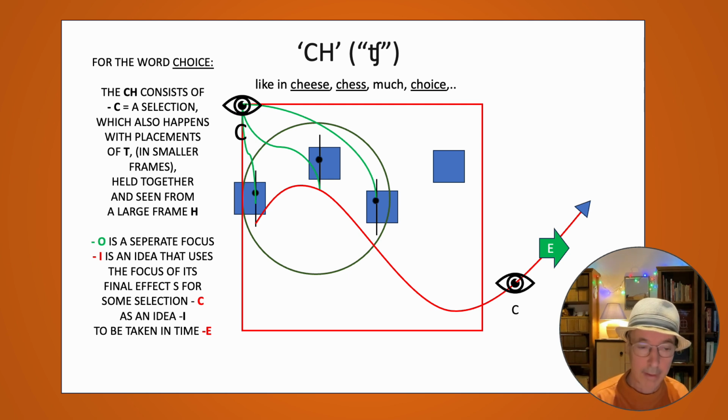With my O, I take a separate focus in E with an idea that uses the focus of its final effect, as for some selection that I could do with it at some point, with a good idea to be taken further in time. That's more or less a description of choice with the letters and with the letter significance, as to how they could be interpreted. I don't say that this is the final and the only way that you can understand it, but it helps to understand what's going on.